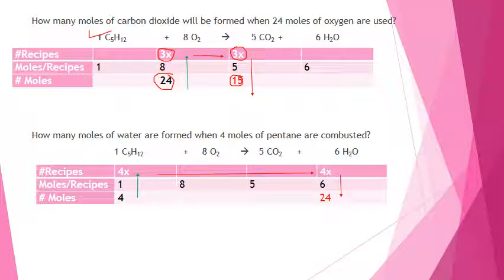Okay, next problem. How many moles of water are formed when 4 moles of pentane are combusted? Set up your table and put 4 moles of pentane here. You want to find out how many recipes that is, so 4 moles gives you 4 recipes. So go back to the equation. You can do the recipe 4 times with 4 moles of pentane. Bring the 4 over here, and every time you do the reaction, you get 6 waters. So 6 waters 4 times is 24.